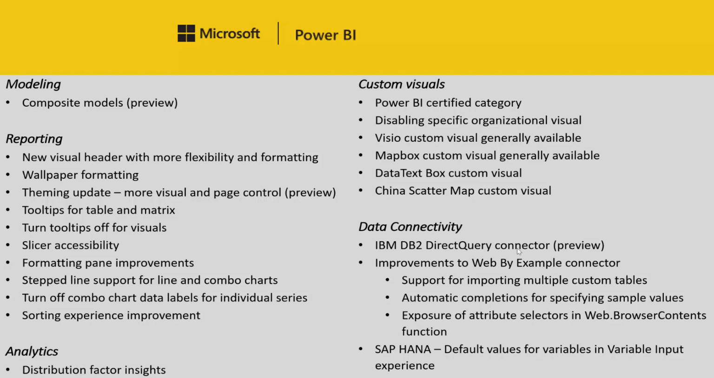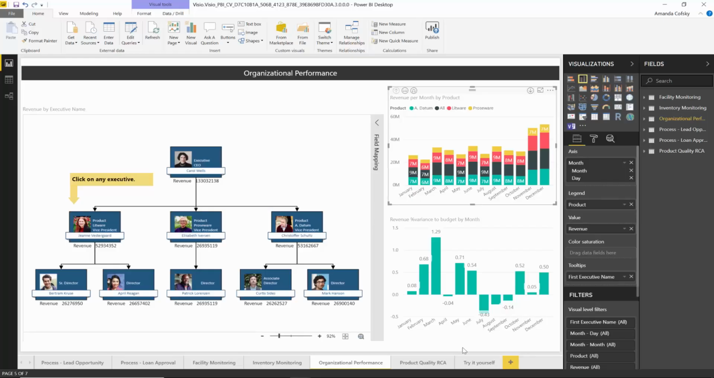Let me walk you through one example of the Visio diagram real quick. This is the Visio visuals sample file on AppSource. You can see they have lots of tabs to walk you through a lot of different examples. I'm just going to walk you through this one page, which is the organizational performance. You can see there is a Visio visual that hooks up to all the different executives in my company. You can see the hierarchy of them, a picture, their name, and how much revenue they've been generating. And it's mapped to fields in my data, so I'm able to cross-highlight.